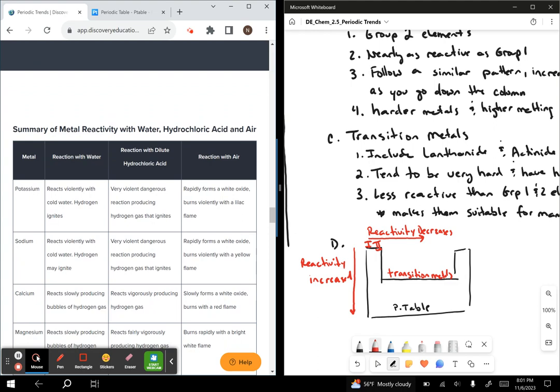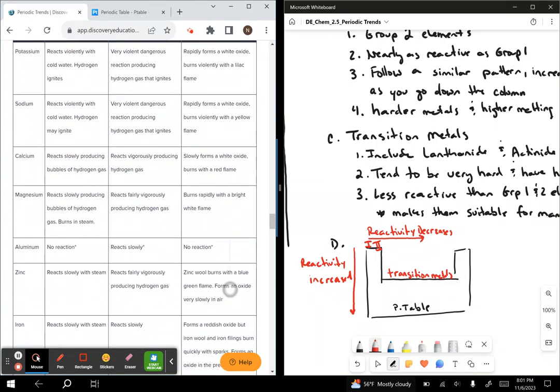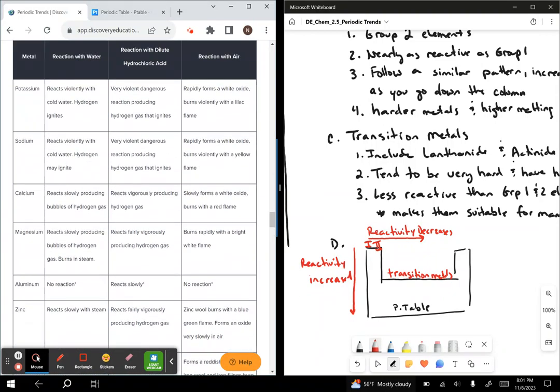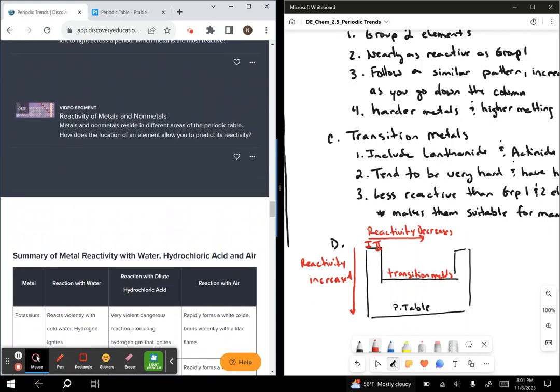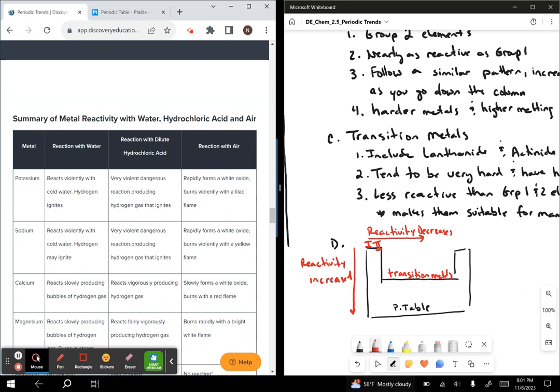Looks like we have a summary of metal reactivity with water, hydrochloric acid. Well, if you take a real quick look at this table that just seems to be here in the middle, the summary of metal reactivity with water. So we've been talking about water.